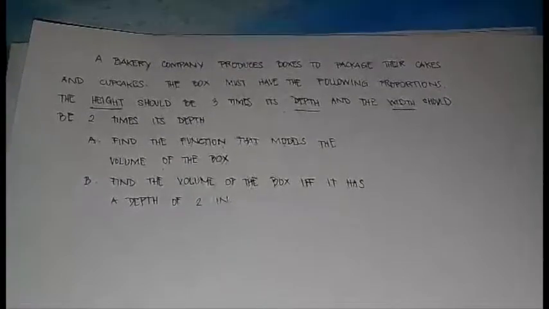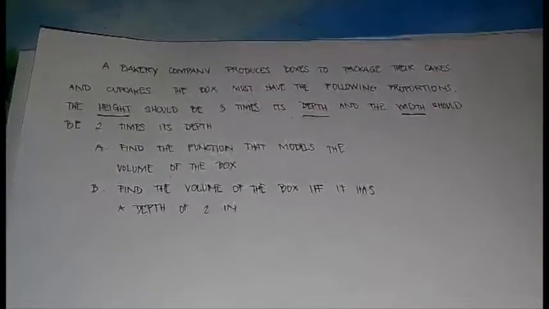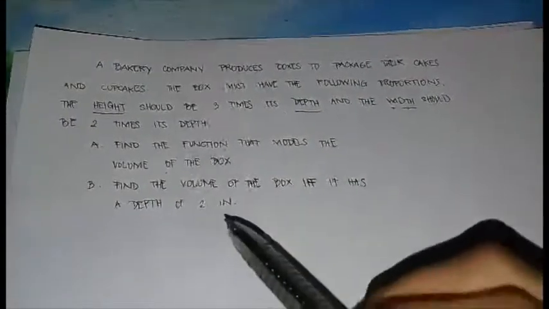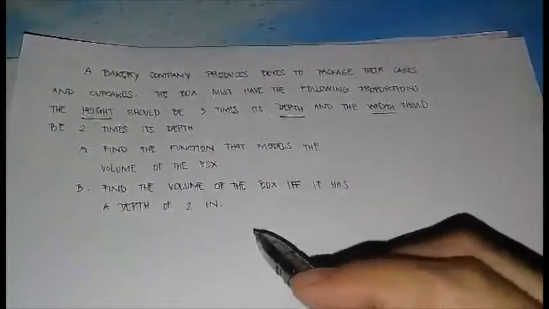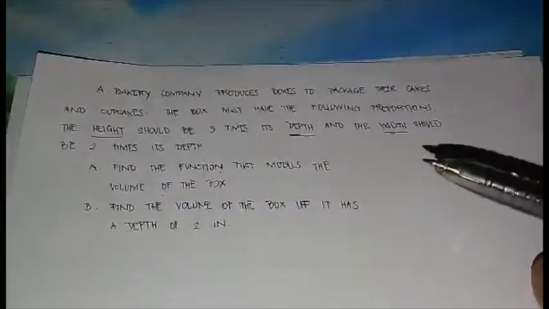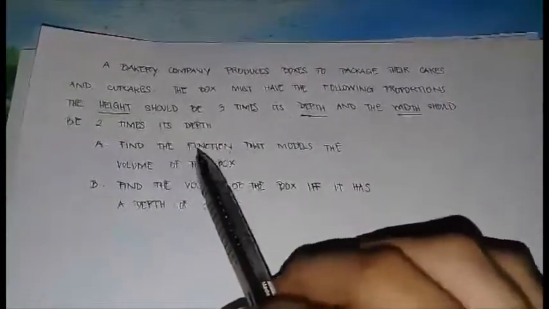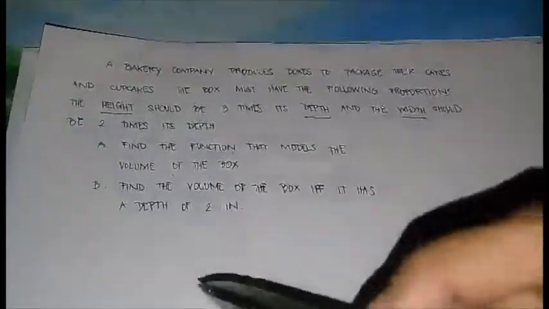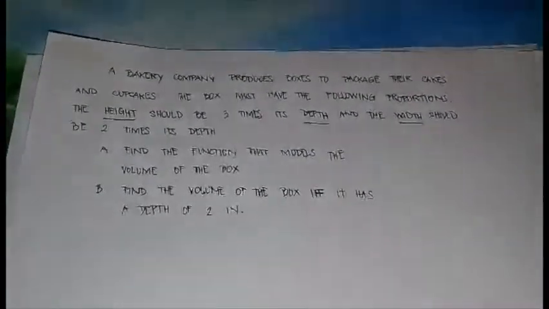Selmi Antoniano. I am now going to solve an easy word problem using a function. We have an example here. A bakery company produces boxes to package their cakes and cupcakes. The box must have the following proportions: the height should be 3 times its depth and the width should be 2 times its depth. First, we have to find the function that models the volume of the box in terms of its depth, and find the volume of the box if it has a depth of, let's say, 2 inches.